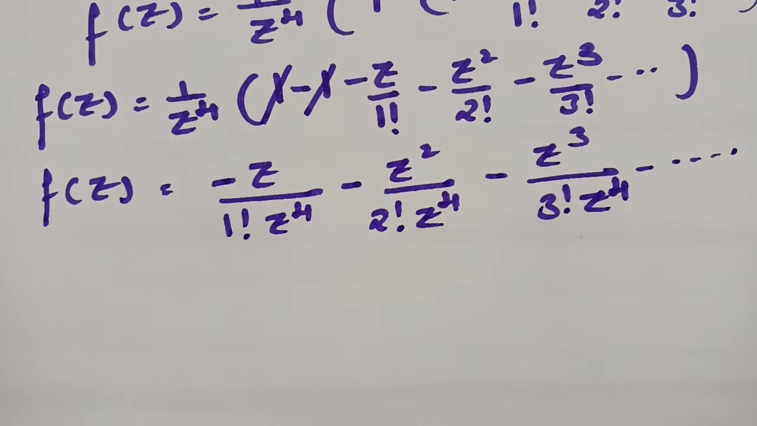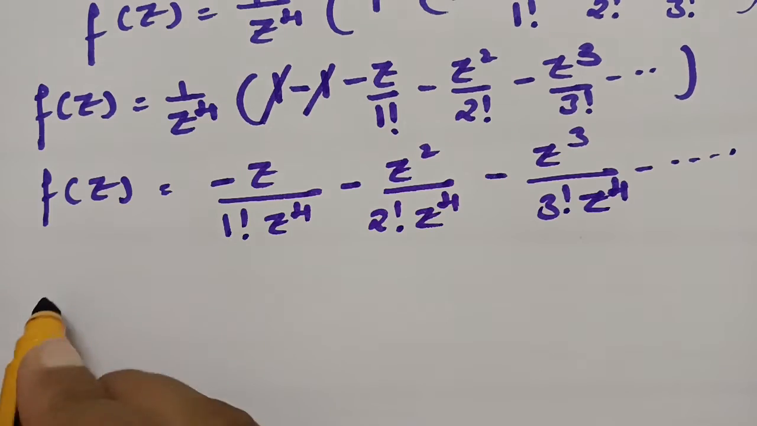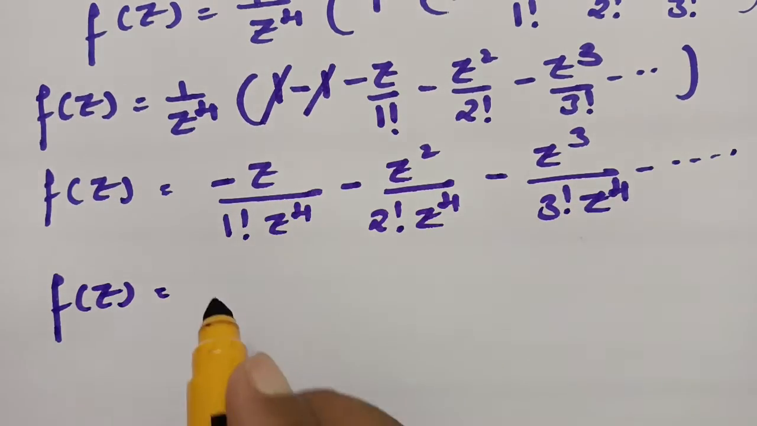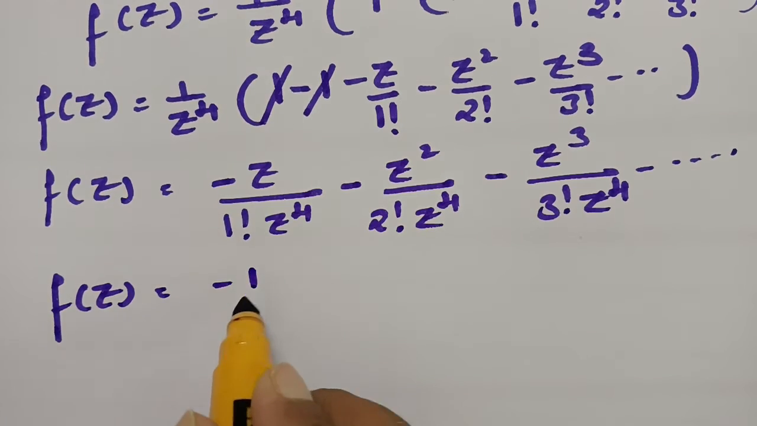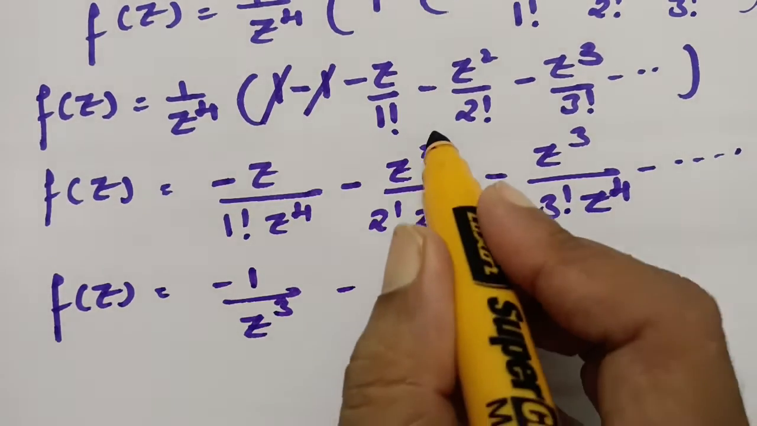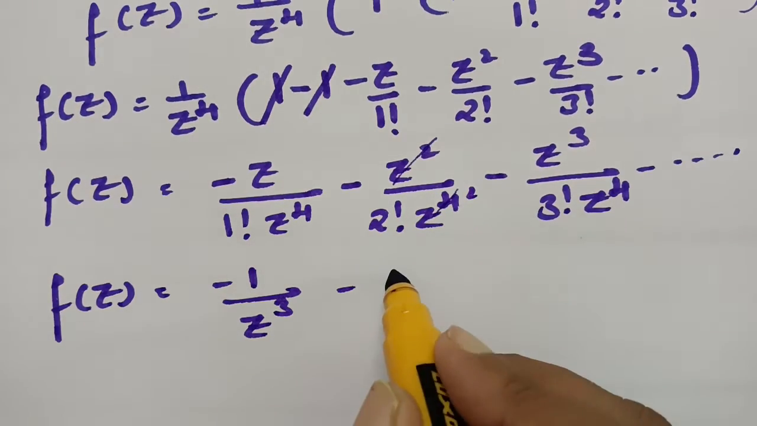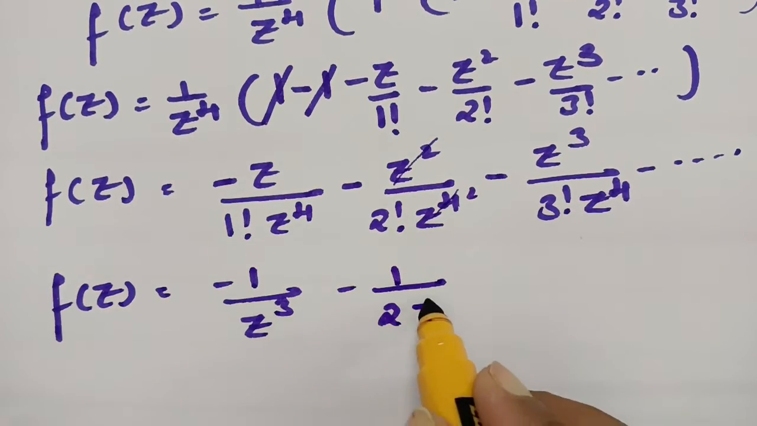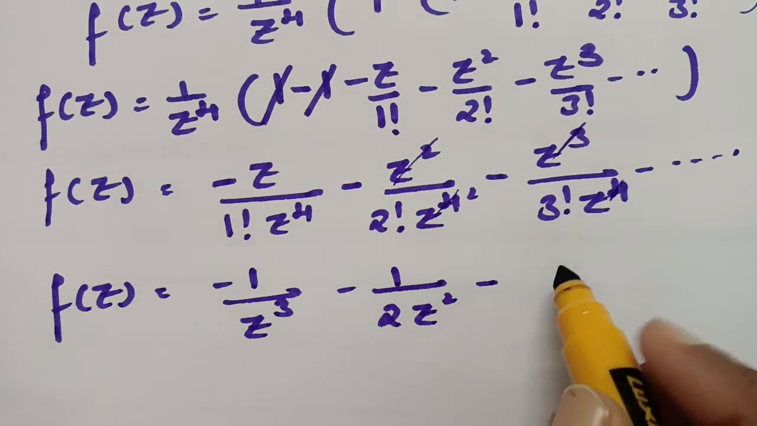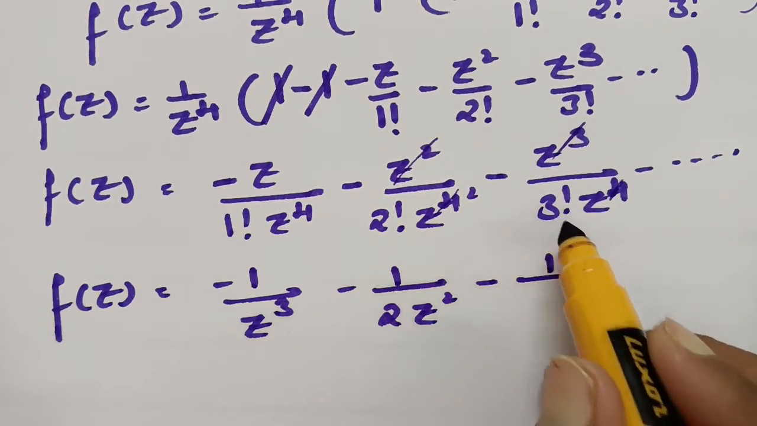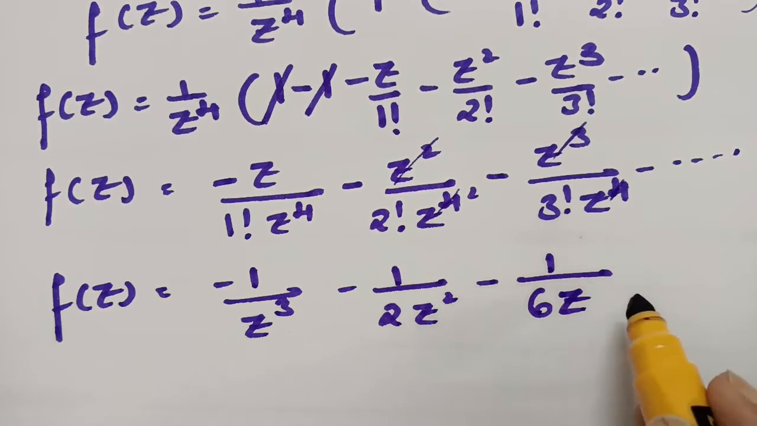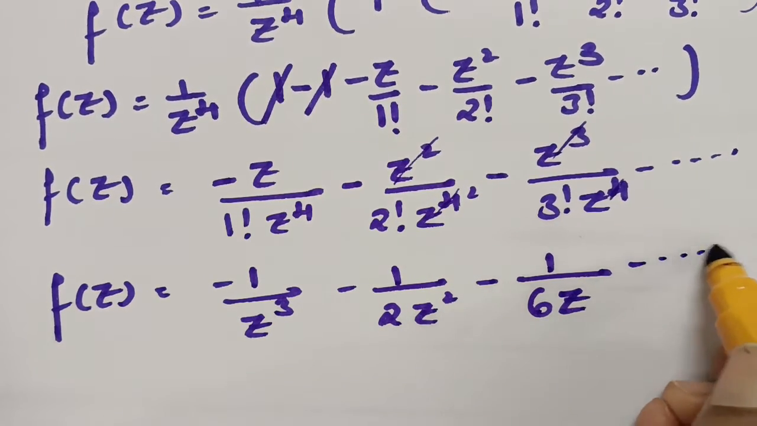See here, if I cancel each and every term here, then the f(z) value is equal to, if I cancel one time, so this is -1/z^3. So if I cancel two times, this will be -1/(2z^2). Minus, if I cancel this three times, 3! is nothing but 1 into 2 into 3, which is 6, so -1/(6z) - and so on.